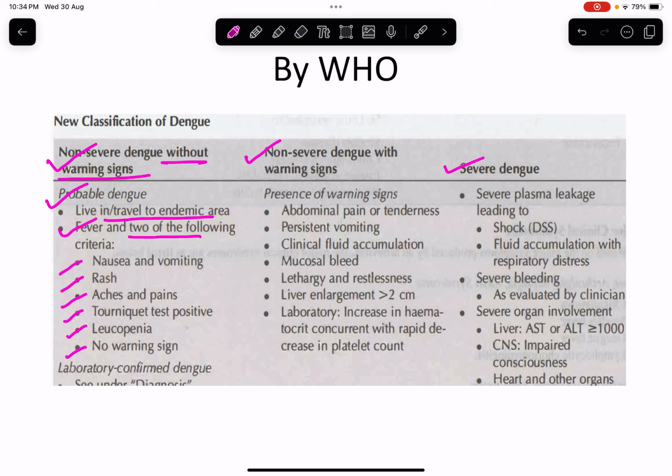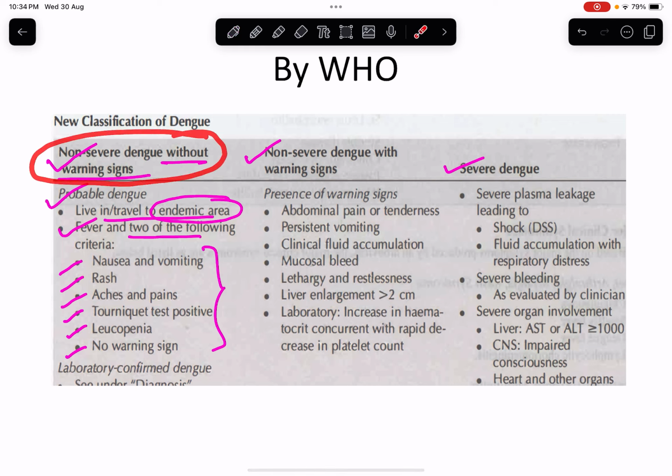So if the patient is living in or traveling to an endemic area and has fever with two of the following manifestations without any warning signs, then it will be considered as non-severe dengue without warning signs. Now next is non-severe dengue with warning signs. So what are the warning signs?